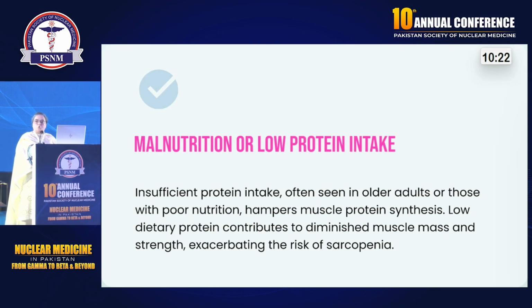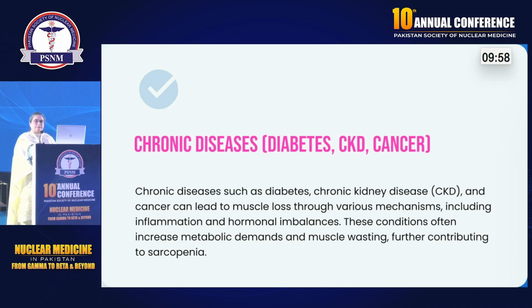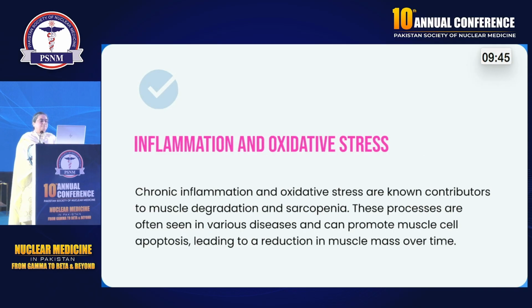Malnutrition and low protein intake. In the young, we know that children are not very oriented to healthy foods. They are not taking meat properly, so they are not building up muscles. In old age, because of inactivity and lack of nutrition, malnutrition can lead to diminished muscle mass and strength, leading to sarcopenia. Chronic diseases, among which diabetes, chronic kidney disease, and cancer, also contribute towards the development of sarcopenia because of hormonal and inflammation causes.